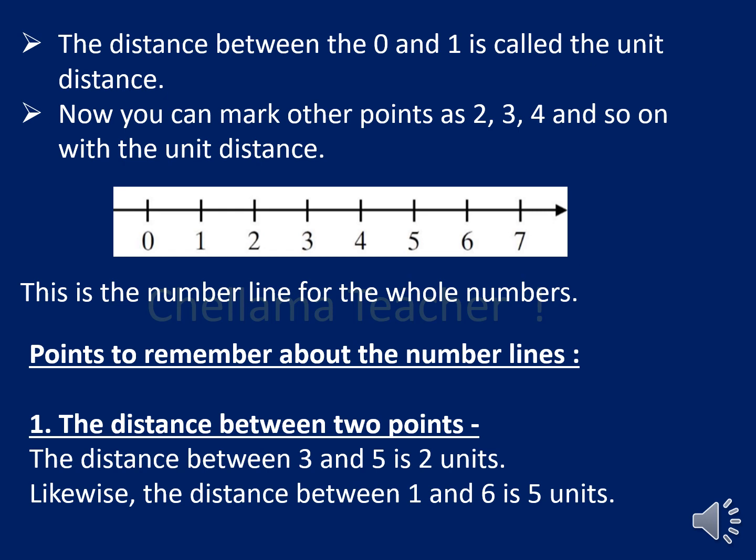Points to remember about the number line. Number 1, the distance between 2 points. The distance between 3 and 5 is 2 units. Likewise, the distance between 1 and 6 is 6 minus 1, that is 5. So, 5 units.